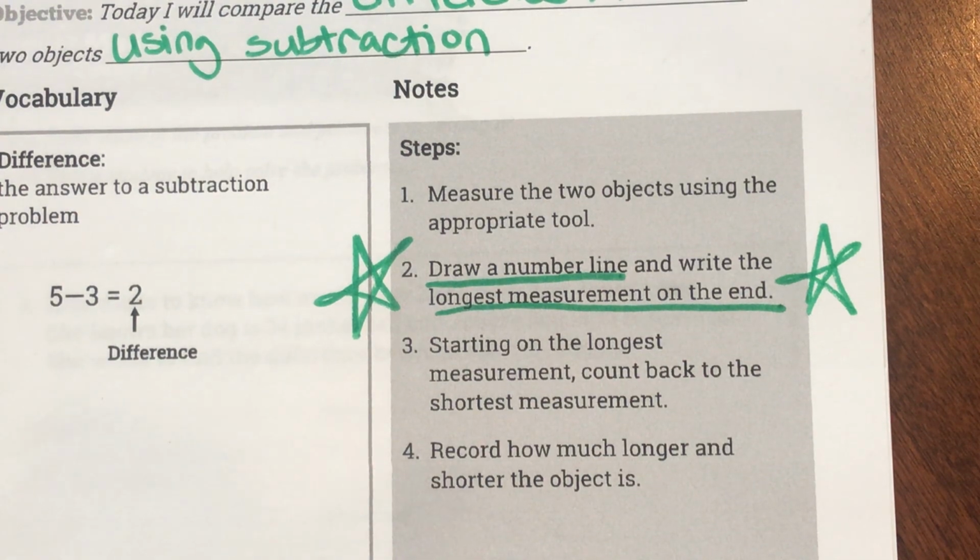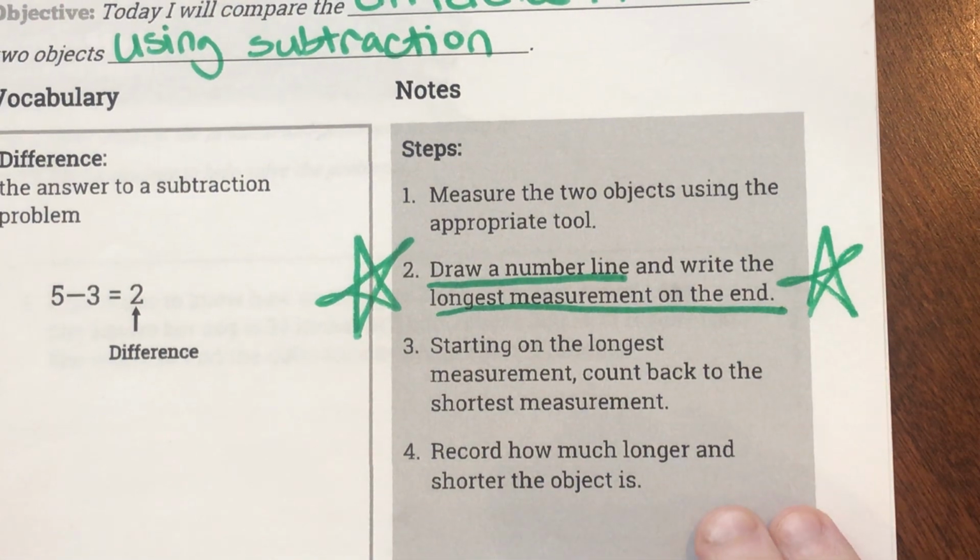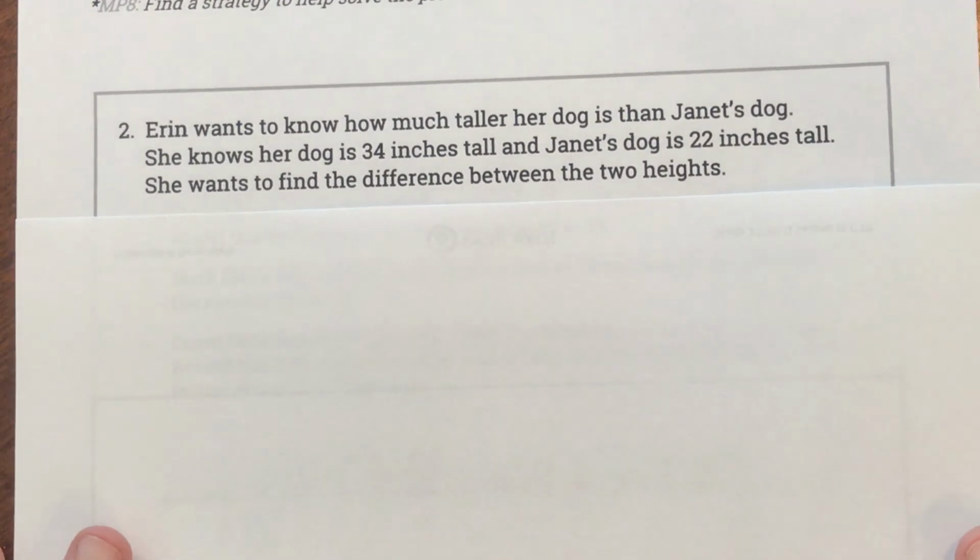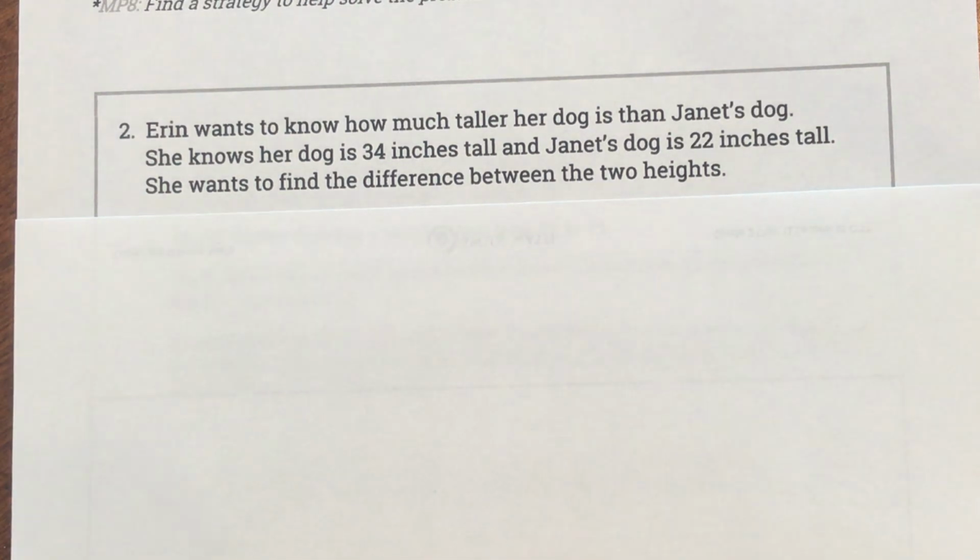And then it says we're going to start on the longest measurement and count back to the shortest measurement. And then we're going to record how much longer and shorter the object is. Okay, so boys and girls, what does this really look like? I'm going to do one problem with you today. And here's my first problem. It says, or my only problem.